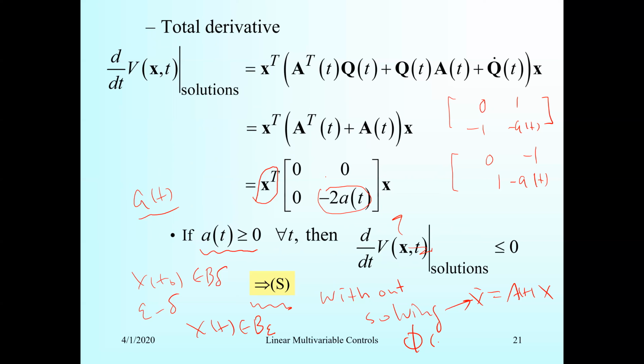Without solving the phi(t, t0), okay? We don't need that. But in case you have it, of course, you can use it to check whether this is bounded, okay?